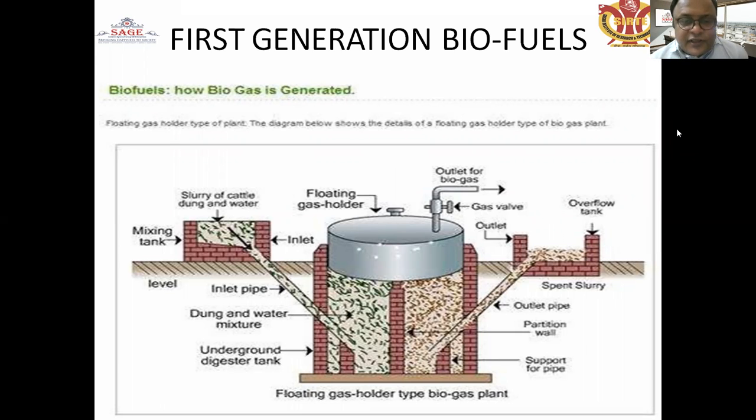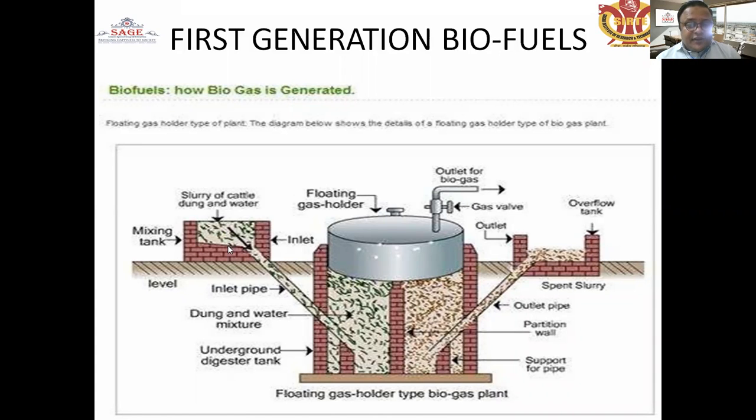Already studied in school time. Floating gas holder type of biogas plant. All the components are clearly shown. The inlet is where the mixture comes in from one side. The outlet is where the gas comes out on the other side. This is the outlet for the biogas, where the gas is produced after processing. The mixing tank is where the slurry of cow dung is mixed with water.